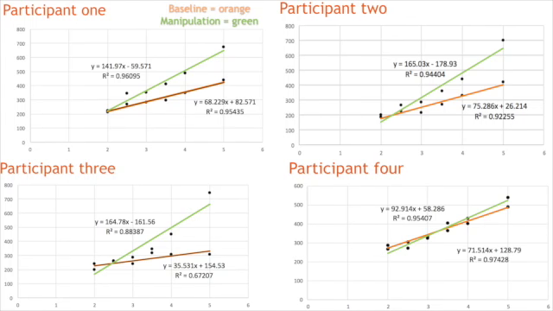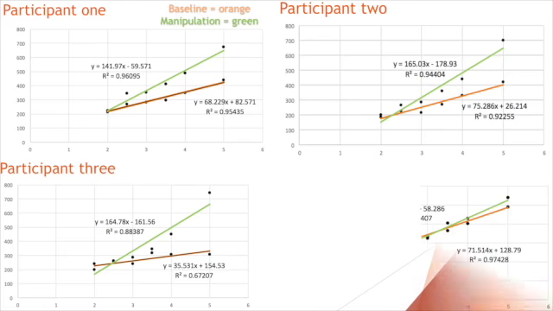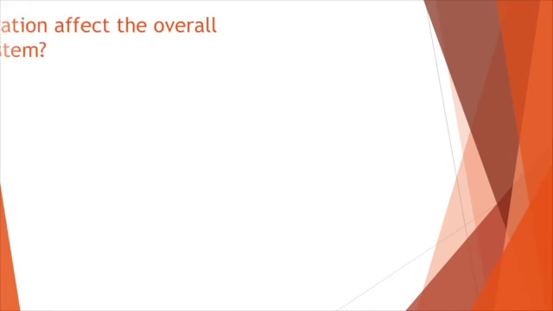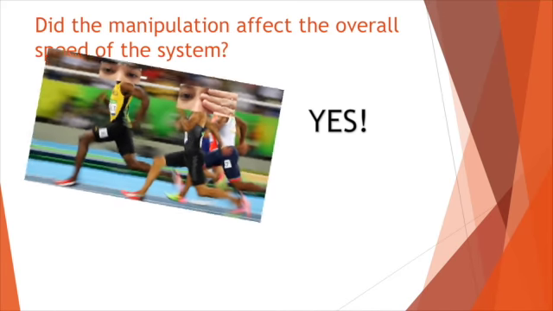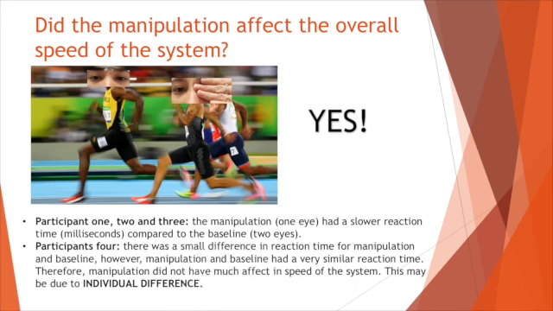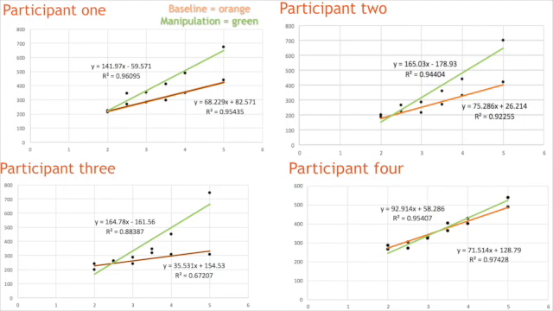For participants 1, 2, and 3, the slope suggests that the manipulation of completing the task with one eye had a slower rate at which uncertainty is resolved compared to the baseline, which is completing the task with two eyes. While for participants 1, 2, and 3, the intercept suggests that when there is no bits, no uncertainty, the manipulation of completing the task with one eye had a slower reaction time compared to the baseline when completing the task with two eyes.